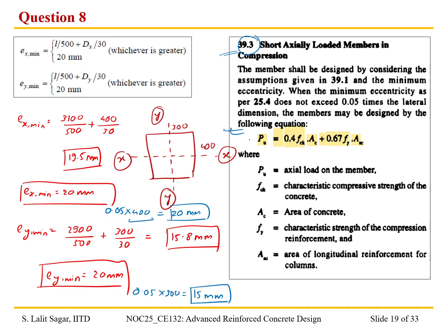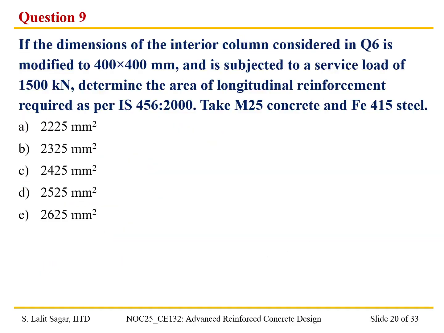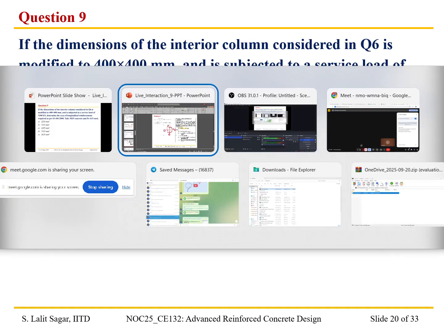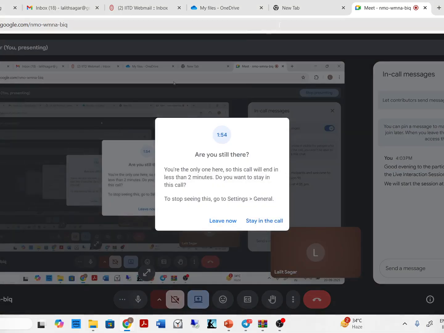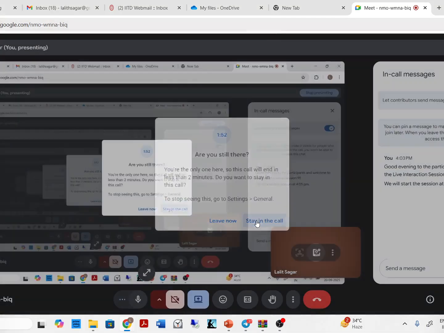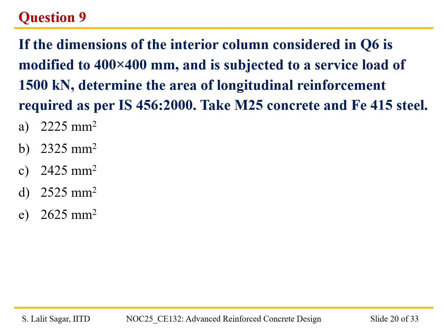Okay, we'll proceed to the next question. Now, the interior column considered in question 6, the same interior column that we considered in question 6, we have modified the dimensions to 400 by 400 millimeter.